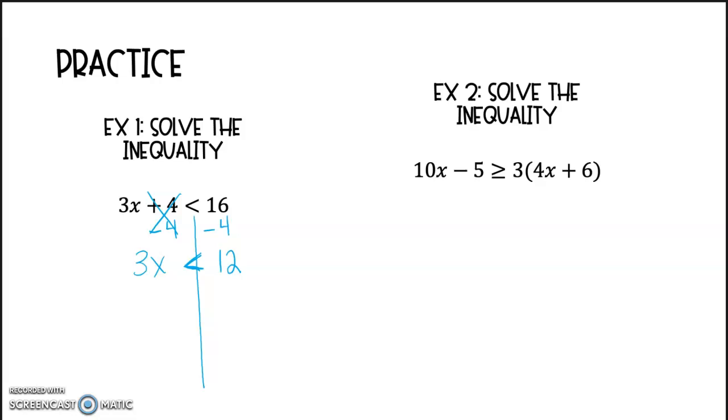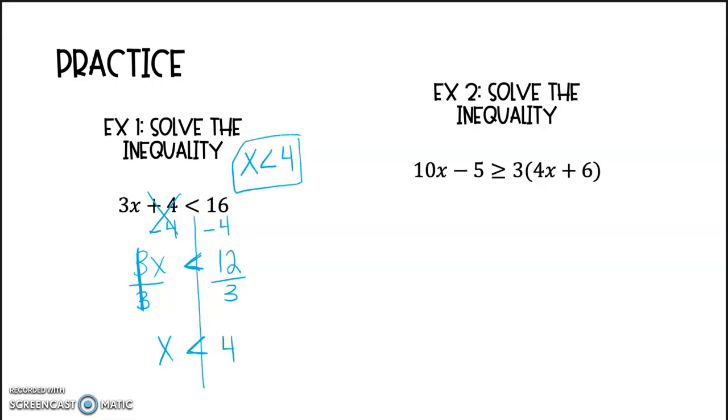Alright, so I have all my constants on one side, all my variable terms on the other. So now I just need to isolate my variable. Right now my variable is being multiplied by 3. To undo that and get it by itself, we're going to do the opposite, which is divide by 3. So 3 divided by 3 simplifies to 1. That leaves us with 1x, which is just x. We didn't multiply or divide by a negative, so my sign does not change. x is less than 12 divided by 3, that is 4. So my final solution is x < 4.